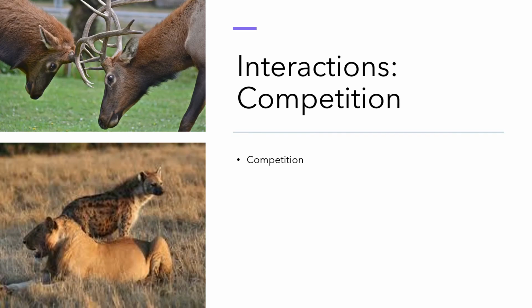Okay, so that's one way that species can interact. Another way is through competition. Okay, competition is pretty easy. There's two different ways competition can be done. Okay, competition, before we go there, is two organisms striving for the same limited resource. That limited resource can be a number of different things, but there are two types of competition.